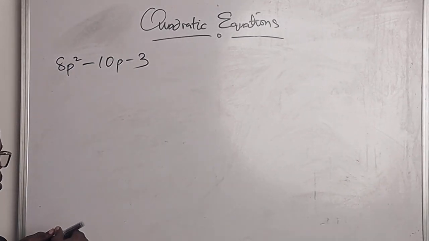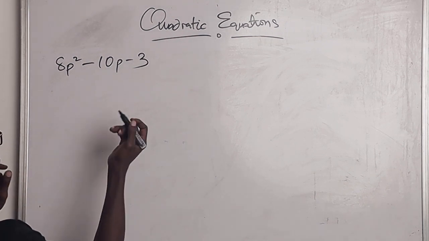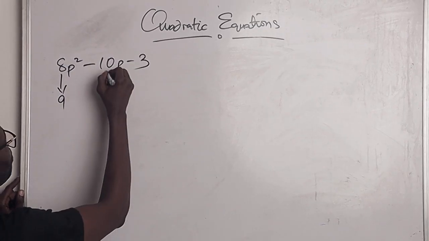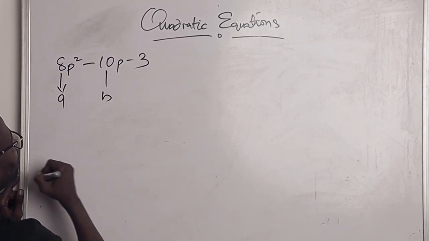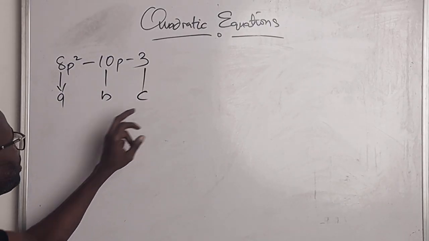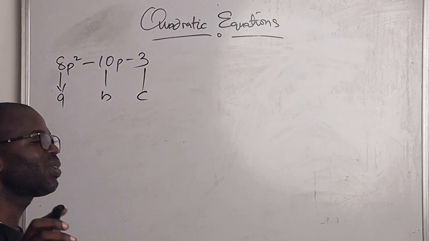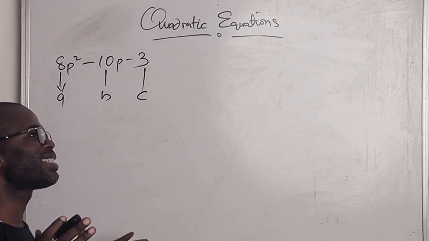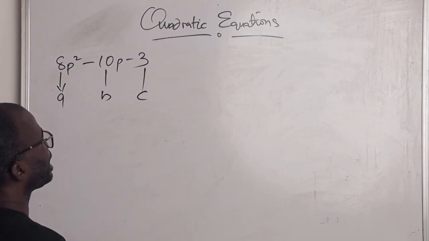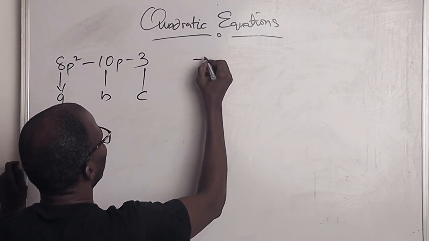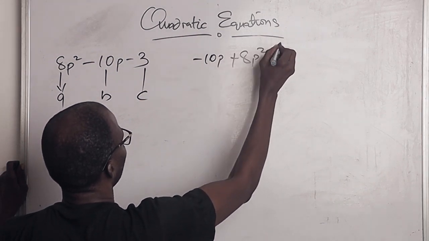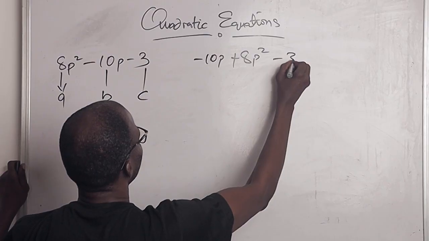Those are variables. Now, in this scenario, see, 8 here is the a, 10 here is the b, the figure here is the constant, which is the c, a, b, c. Now, some exams might want to trick you and just rearrange things in a scattered way. And they can say minus 10p, you now say plus 8p squared, and now say minus 3.